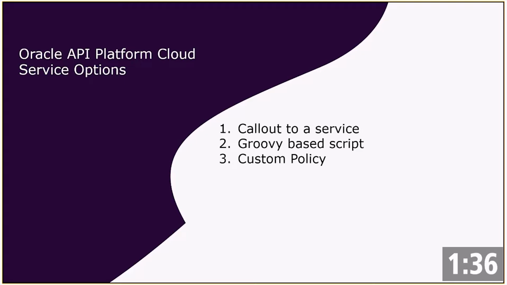We can invoke a callout and pass the payload to the callout service, and it can execute and give us a result back. We can build Groovy-based scripts directly into the policy, then have those cross-compiled so they run very efficiently when processing the API calls, or through the use of custom policies, which are ideal where we have to apply the logic multiple times. For this 2-minute tech tip, I'm going to look at custom policies.